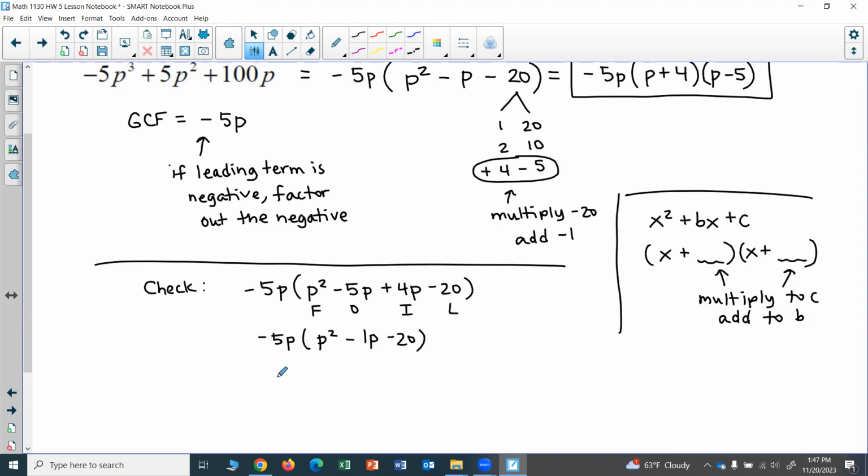And then distribute, so I'll get negative 5p cubed. Negative 5 times negative 1 gives me plus 5. P times p gives me p squared. And negative 5 times negative 20 gives me plus 100. And then the p would distribute also. That's the original that I started with, so I know I've got the correct answer. Let's do one more example.